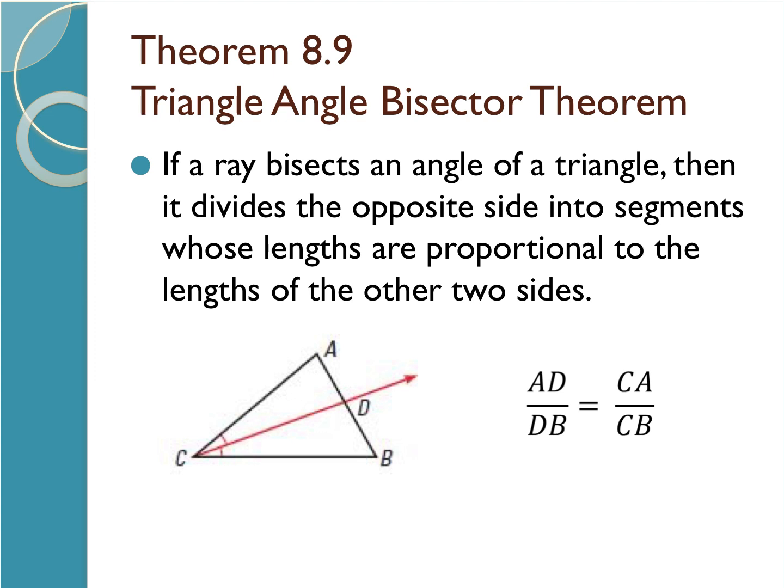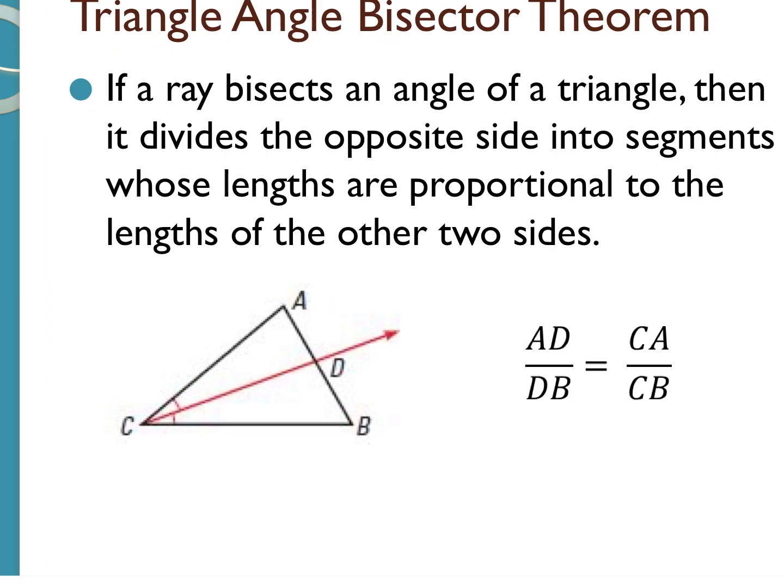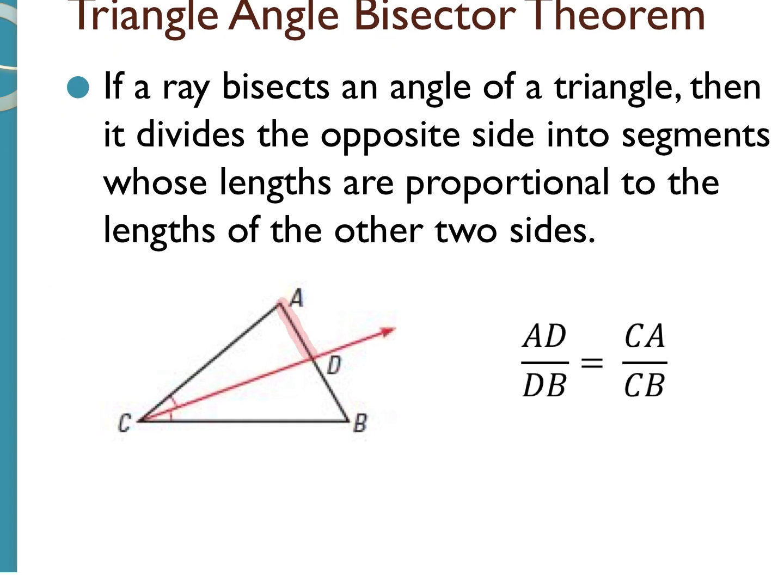It says if a ray bisects an angle of a triangle, then it divides the opposite side into segments whose lengths are proportional to the lengths of the other two sides, okay? Sounds very complicated, but basically what happens is you're going to say AD over DB. Those two are going to be proportional to each other by the same proportion that AC is proportional to CB. So as long as that's an angle bisector, that means it cuts the angle in half, you get proportions of the sides.